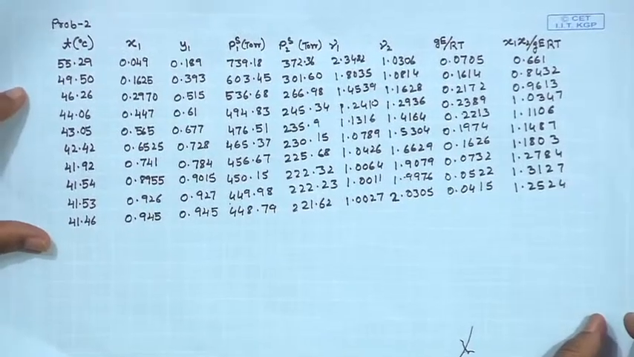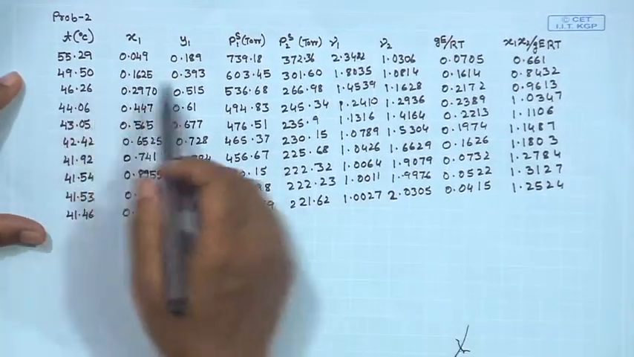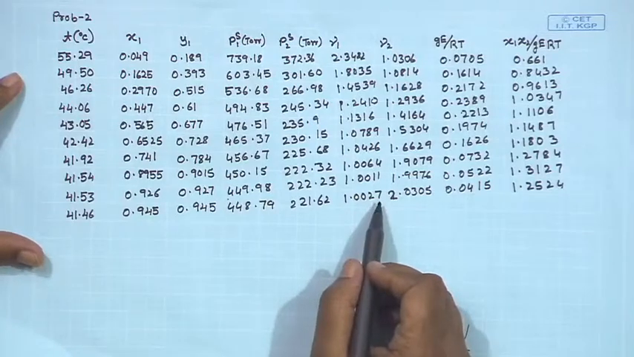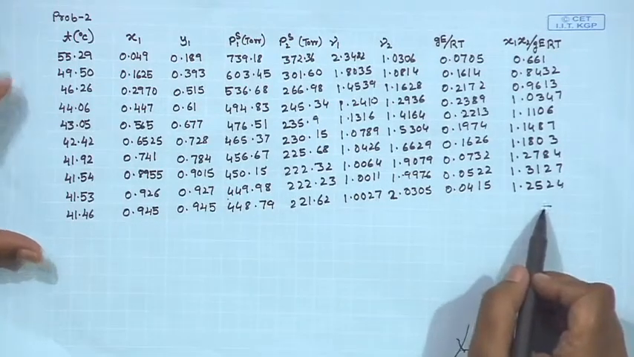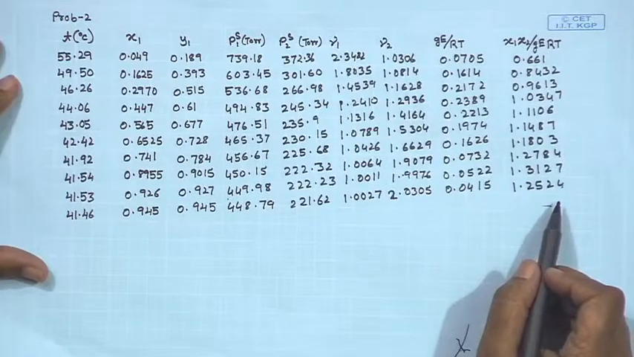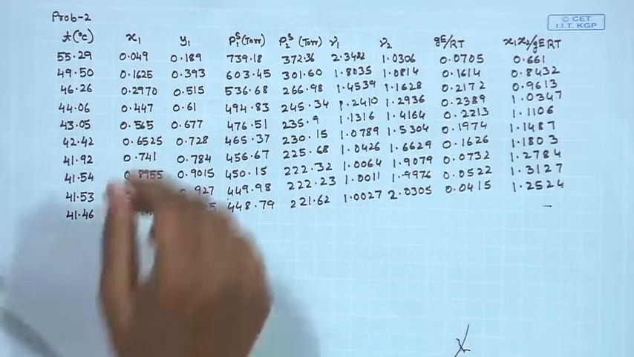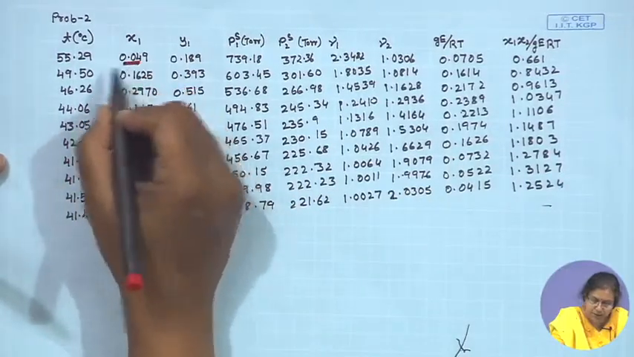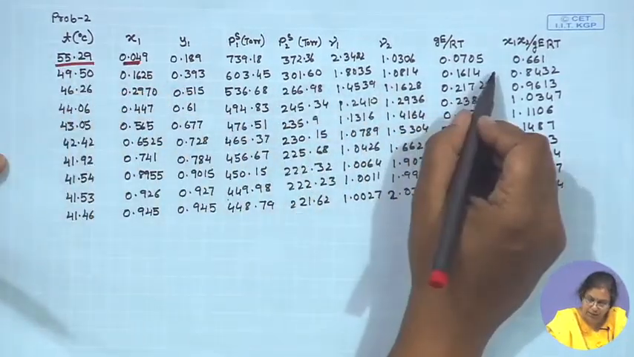Once this is calculated, you can repeat this particular calculation for other conditions as well. In this particular table, I have written down all the calculations which have been made. I have demonstrated the calculations for one particular data.